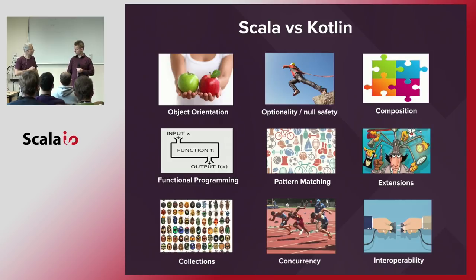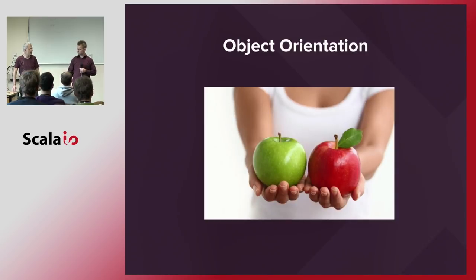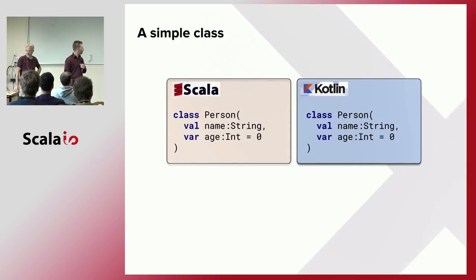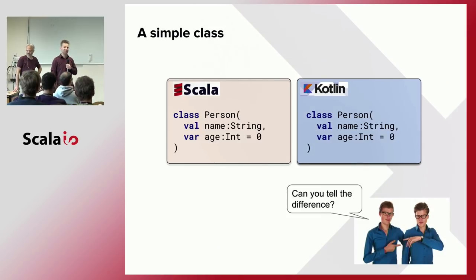So then it's for you to take away. Object orientation. We all know object orientation, right? Something with objects. Some people hate it, some people love it. But yeah, let's compare. So here, we compare a Scala class and a Kotlin class. Looks pretty much the same, right? So Kotlin learned a lot from other languages.